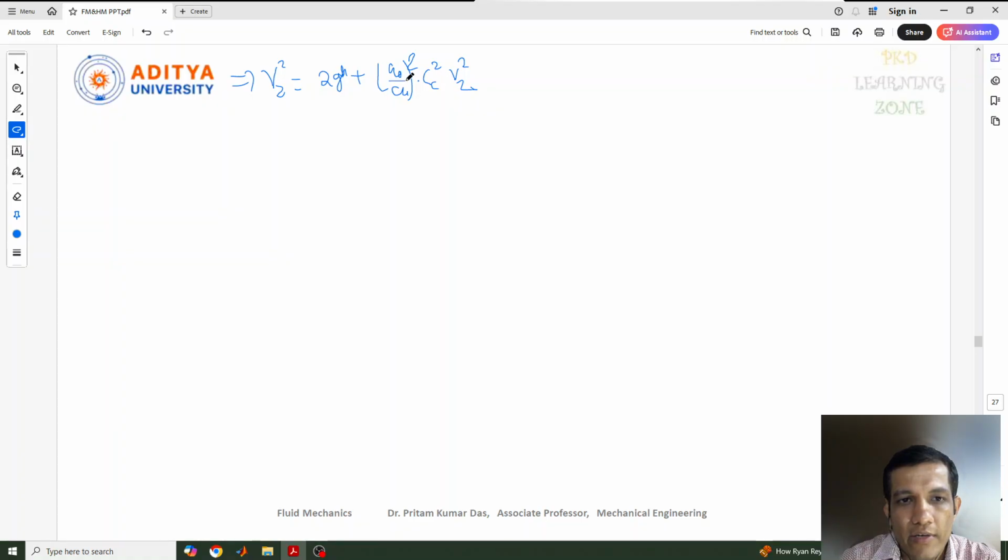Now we have changed the v1 into v2 term, so the v2 term is there on both sides. Now I'll take the common of v2. For taking the common of v2, I need to take this term to the left hand side. So I'll keep 2gh on one side and v2 square on one side. So let me write v2 square minus a naught divided by a1 whole square and Cc square into v2 square equal to 2gh.